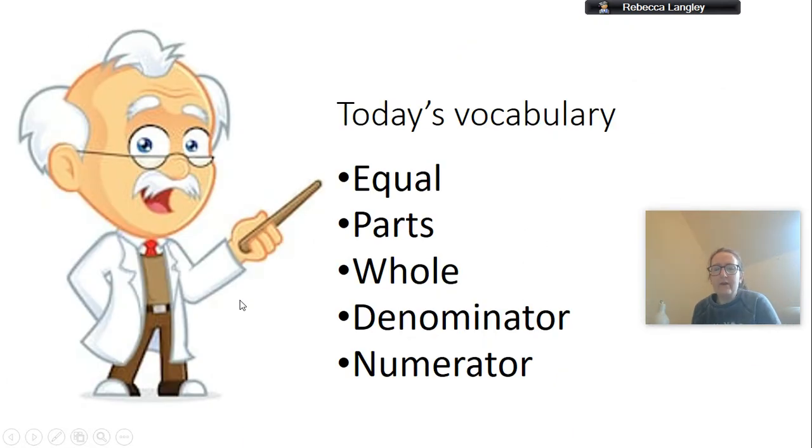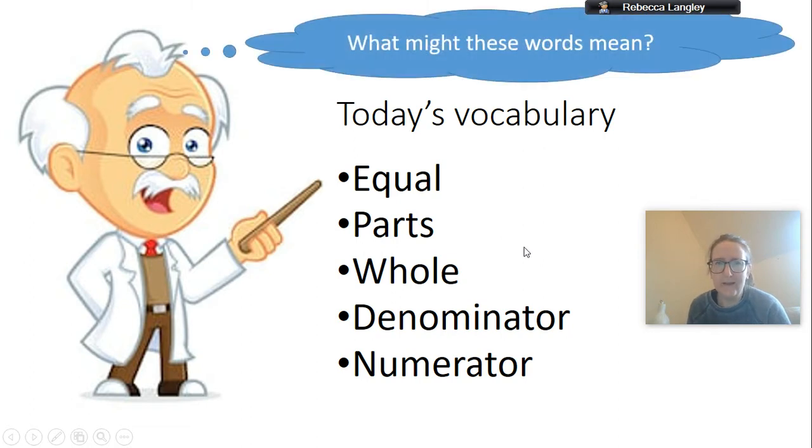So today's vocabulary, we're going to talk about equal. If something is equal, it means it's the same as. The parts of a shape or a fraction. What is a whole? So what is a whole piece? What is a denominator, which is just the bottom part of the fraction underneath the line? And what is a numerator, which is just the part that's on the top? Shouldn't be anything that is new to you or completely alien.